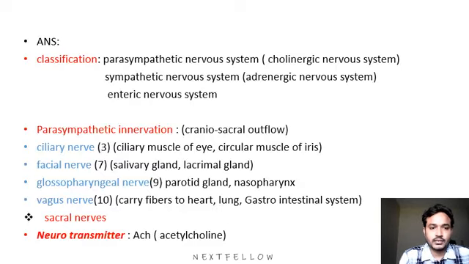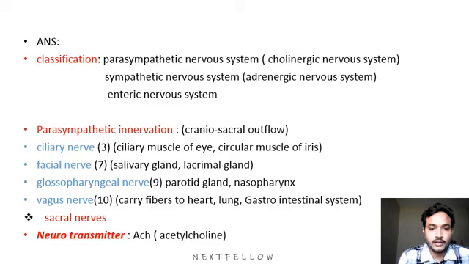In the classification, first it divides into three parts: parasympathetic nervous system, also known as cholinergic nervous system; sympathetic nervous system, also known as adrenergic nervous system; and enteric nervous system. First we will see the parasympathetic innervation. It is also known as craniosacral outflow.